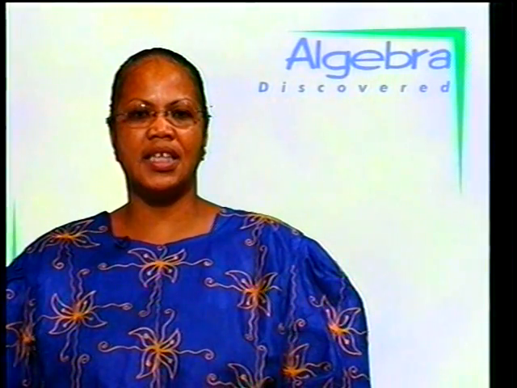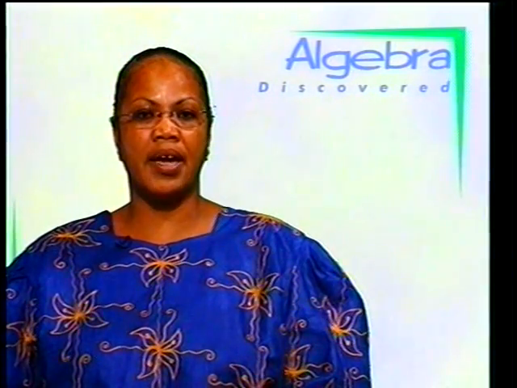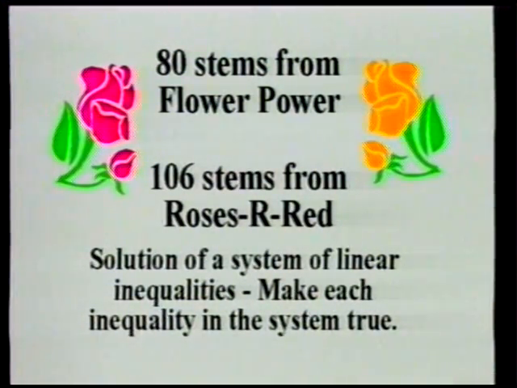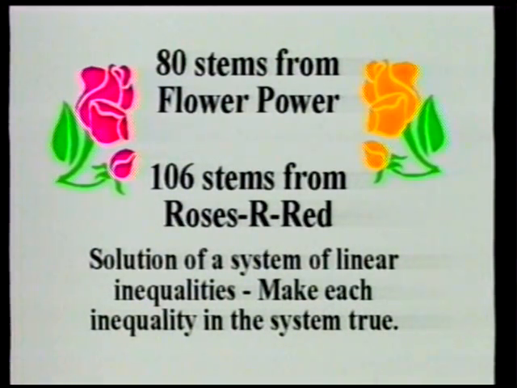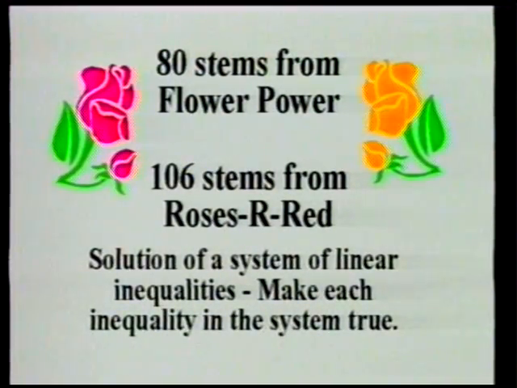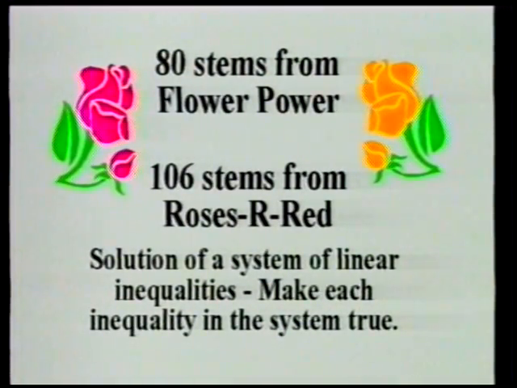To summarize what we just did with our system of inequalities, we'll take a look at the solutions we found for Flower Power and for Roses Are Red within the budget of $100 set by the school for the homecoming committee. 80 stems can be purchased from Flower Power on the school's budget, and 106 stems can be purchased from Roses Are Red on the school's proposed budget. Those are called solutions of a system of linear inequalities. A solution of a system of linear inequalities are the numbers that make the inequalities in the system true.